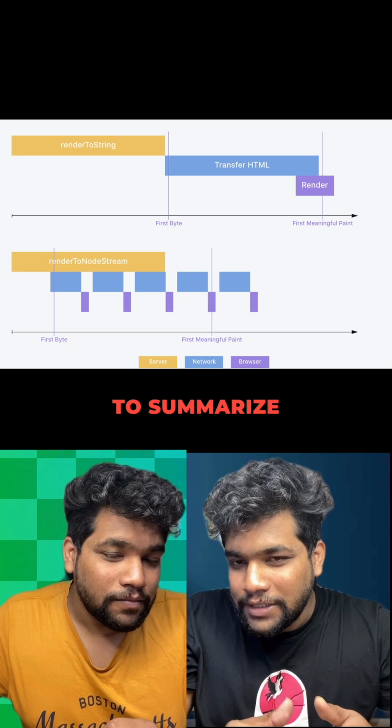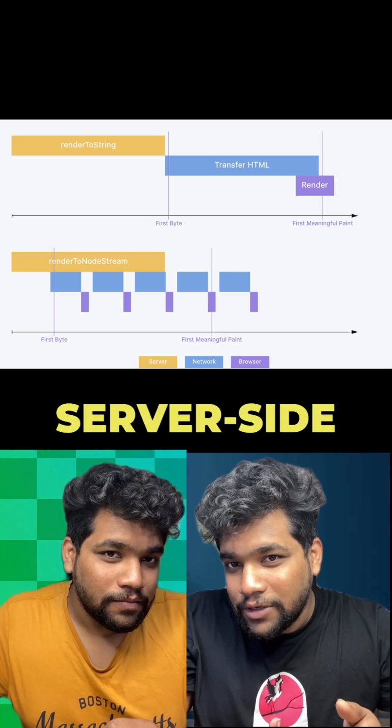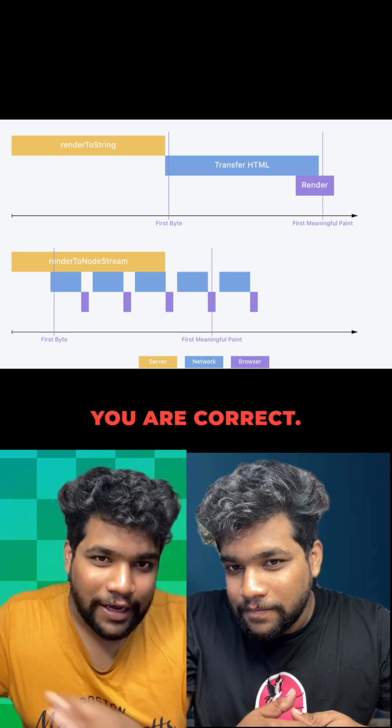Interesting. To summarize it, progressive hydration is required for client-side optimization and streaming SSR is required for server-side optimization. Am I correct? Yes, you're correct.